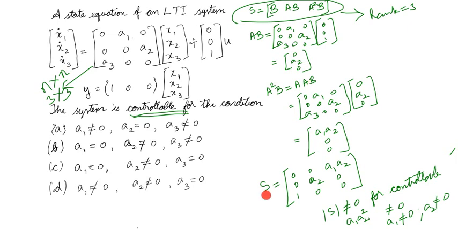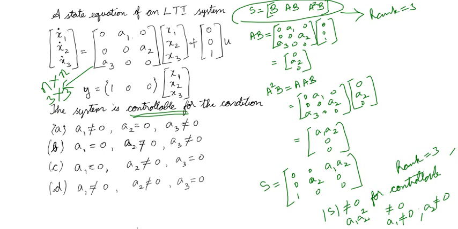So form the matrix S, right? This is your B, this is your AB, this is your A square B. Now take the determinant. On taking the determinant, it should not be equal to 0. Then only we get rank 3. So on taking the determinant, it becomes A1, A2 square, which should not be equal to 0. For that, A1 should not be equal to 0, A2 should not be equal to 0.